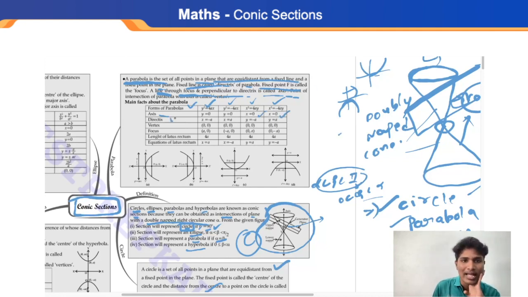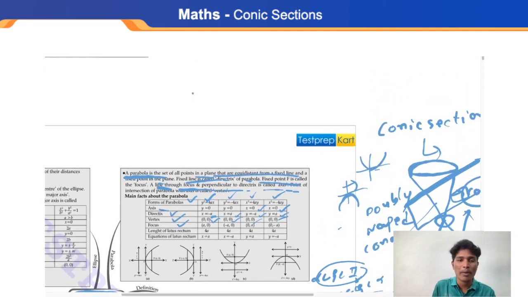Yes. The directrix equations I already explained, the vertex I already explained, the focus I already explained. The directrix equations are x equal to minus a, x equal to a, y equal to minus a, y equal to a. And the vertex is 0, 0 for all of them, because they pass through the origin. If it is other than the origin, we can represent the equations differently.